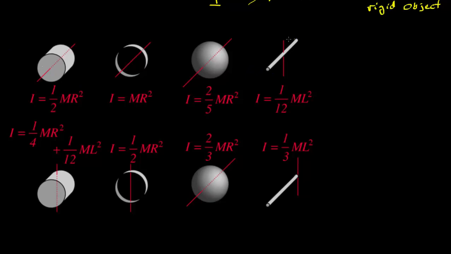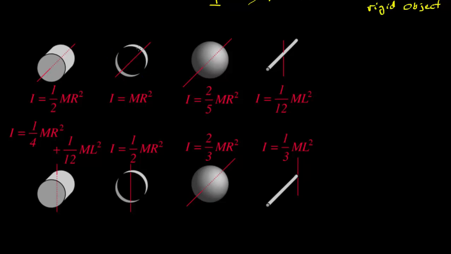So here's the rod. It depends on where the axis of rotation is. You can see a rod rotating about the end is 1/3 m times the length of the rod squared. So that's your rotational inertia, and you don't have to integrate this. You just use this directly in the kinetic energy. If it's in the middle of the rod, then it's 1/12 ml squared and so on.